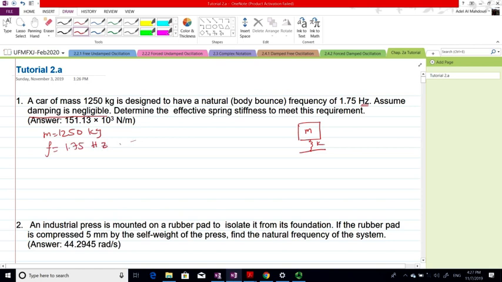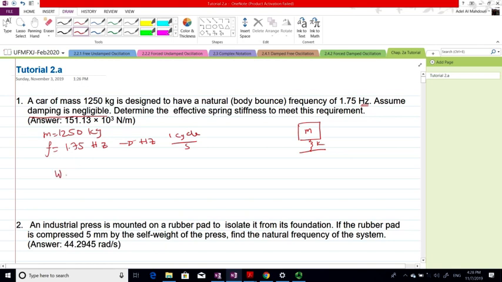Remember that hertz means 1 cycle per second. So 1.75 hertz means 1.75 cycles per second. So how can we find the stiffness? It's very easy. This is what we studied before in Dynamics 2.